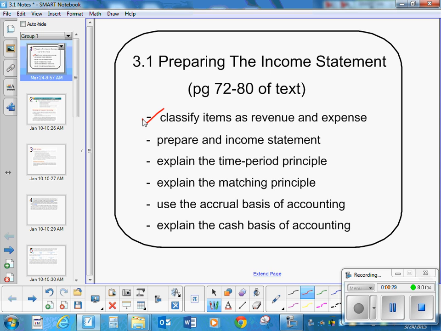Revenue and expenses get reported on an income statement, whereas assets, liabilities, and owner's equity are reported on a balance sheet. So we're going to learn how to make one of those. We're going to talk about the time period principle, matching principle, and the accrual basis of accounting and cash basis of accounting. So that's where we're going with this lesson today.